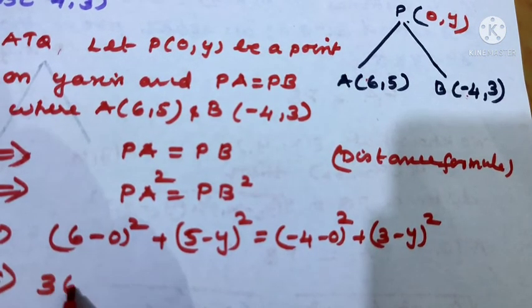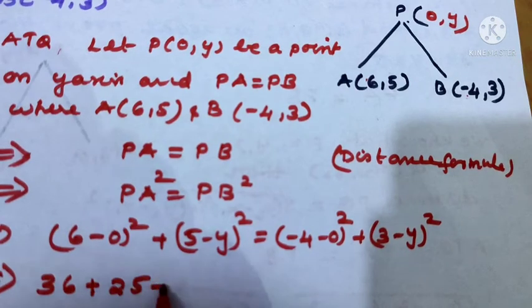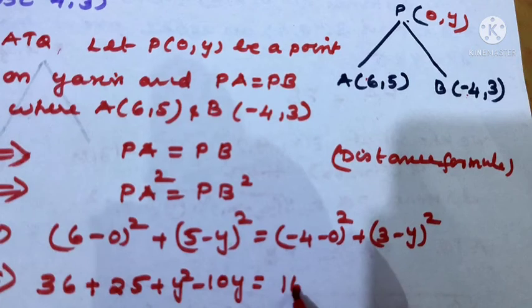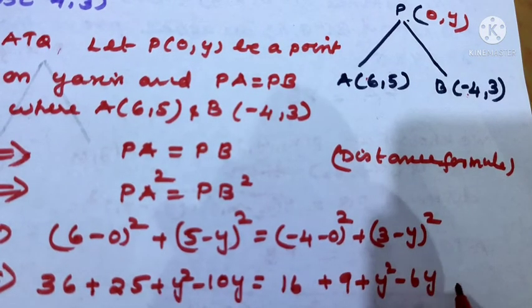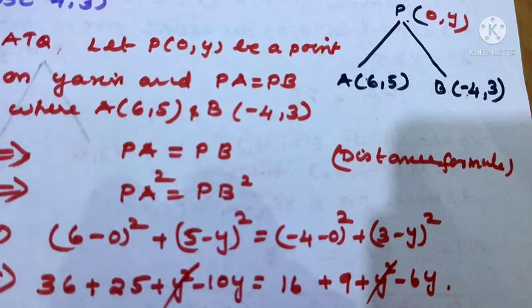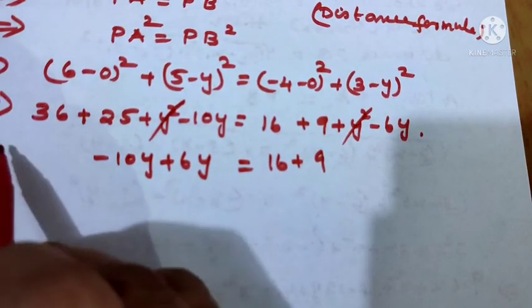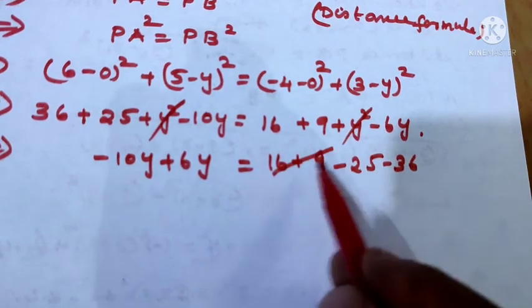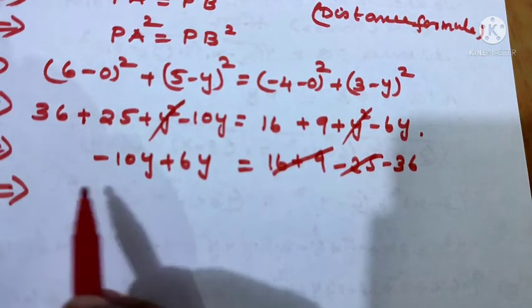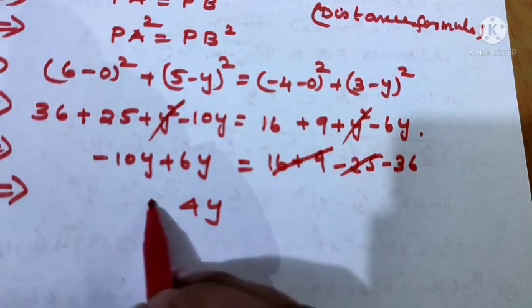36 plus 25 plus y square minus 10y, middle term, minus 4 square is 16 plus 9 plus y square minus 6y. Y square will get cancelled. Minus 10y plus 6y. 16 plus 9 minus 25 minus 36. So minus 10y plus 6y, it is 4y with a minus sign.